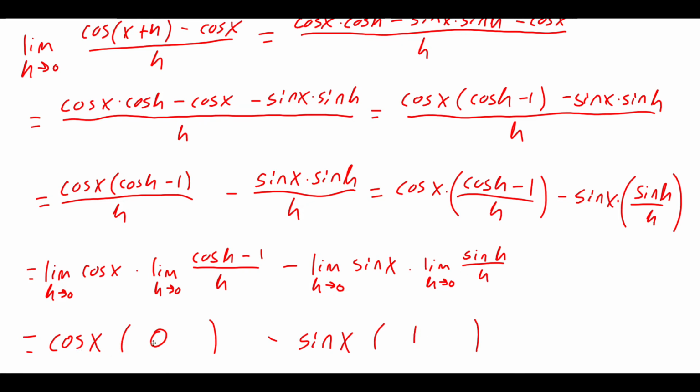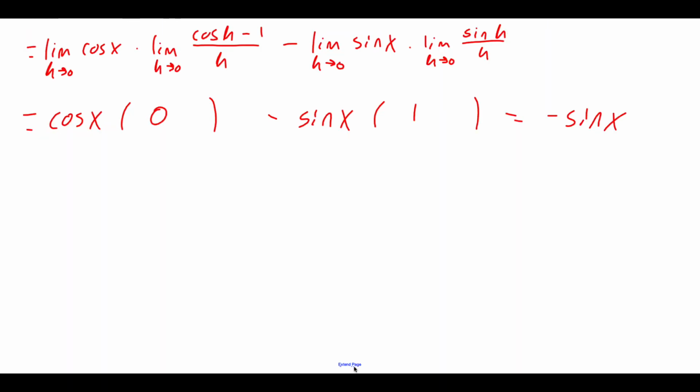So this limit we said was 0, and this limit we said was 1. Well, if I take the cosine of x times 0, that just zeroes out of there. And then if I take negative sine of x times 1, that just becomes negative sine of x. So what we just established was that the derivative of a cosine of x function is negative sine of x.